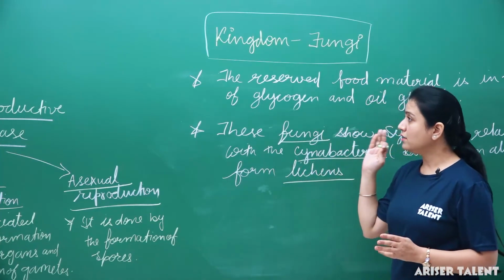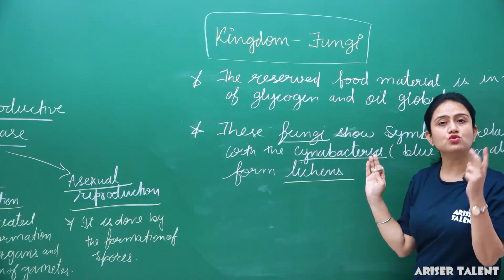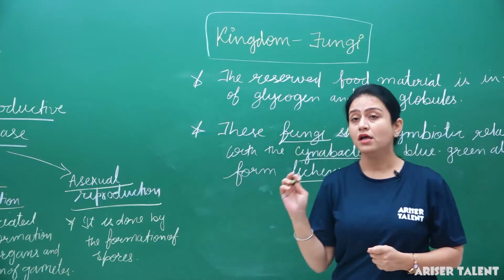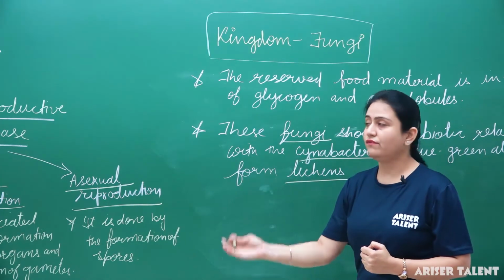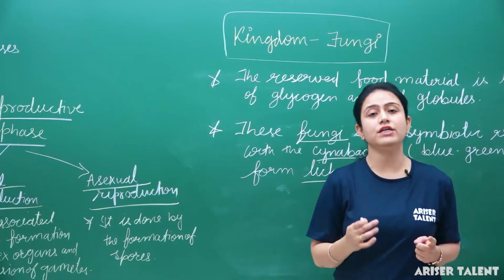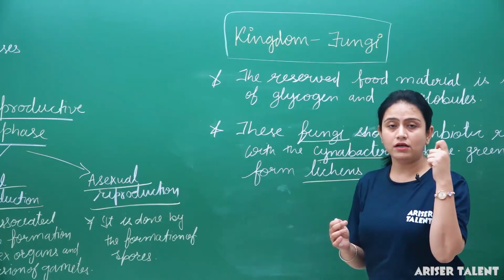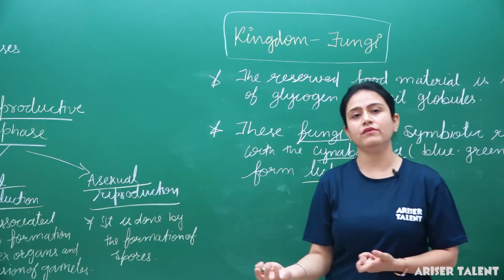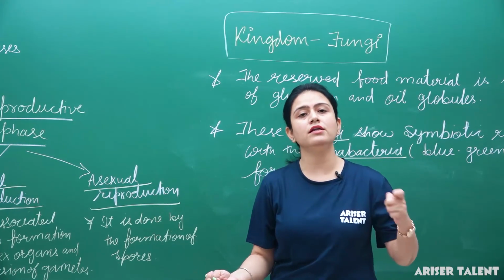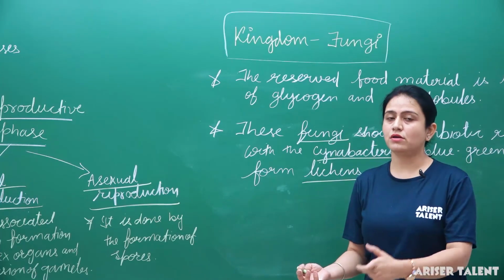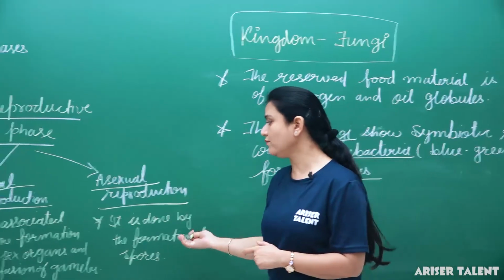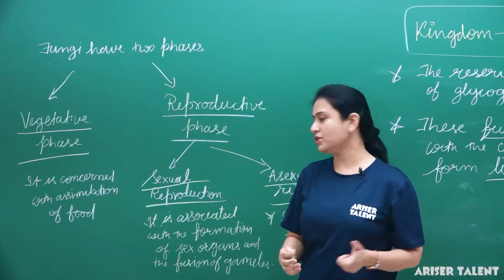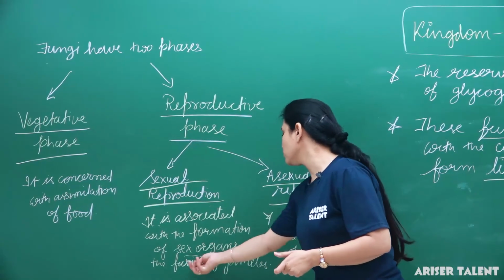Okay, and if we talk about the phases, generally fungi show two types of phases in their life. One is the vegetative phase and another is the reproductive phase. Vegetative phase is related to the assimilation of food, and the reproductive phase again has two types: asexual reproduction and sexual reproduction. Asexual reproduction is concerned with the formation of spores, and sexual reproduction is associated with the formation of sex organs and the fusion of gametes.